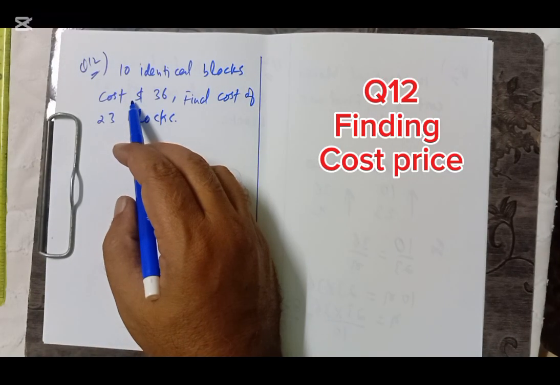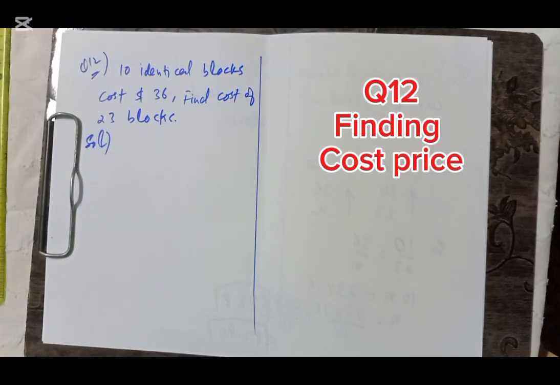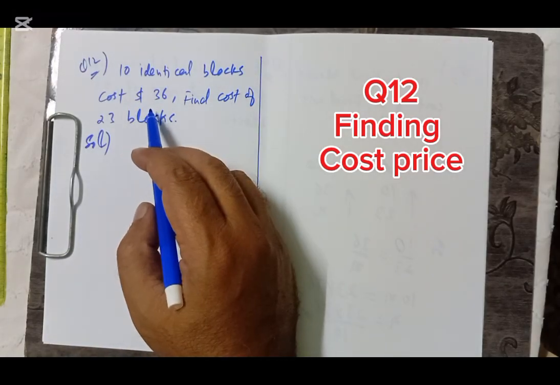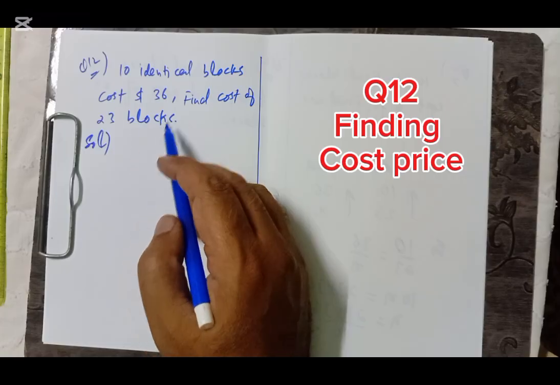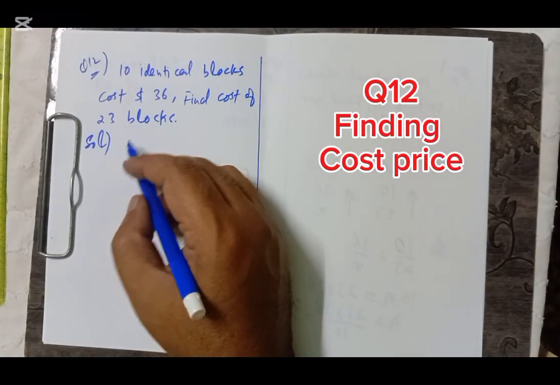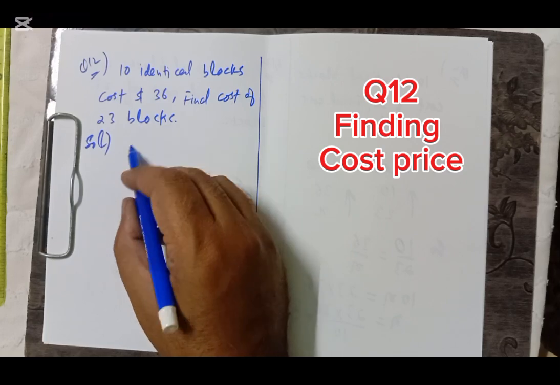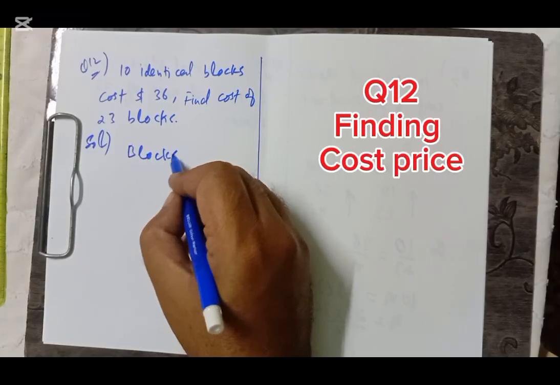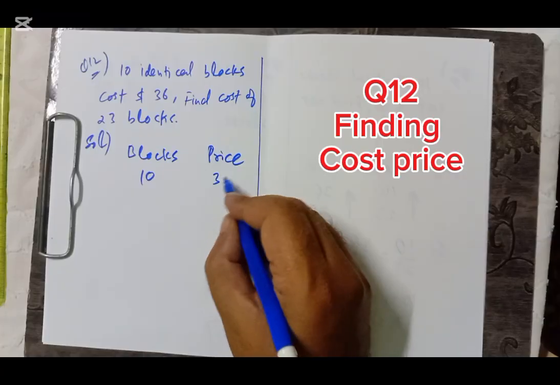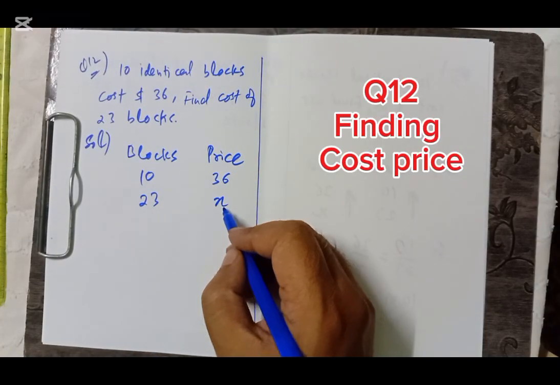Question number 12 says 10 identical blocks cost $36. Find the cost of 23 blocks. Now there are many ways to solve this question. One is the unitary method, in which we find the price of one item and that price is multiplied by the number of items whose price we want to find. But the other method, which I prefer, is to make two columns. Here we have the number of blocks and their respective price. 10 blocks have the price $36, and we find the price of 23 blocks. Let's say that price is X dollars.